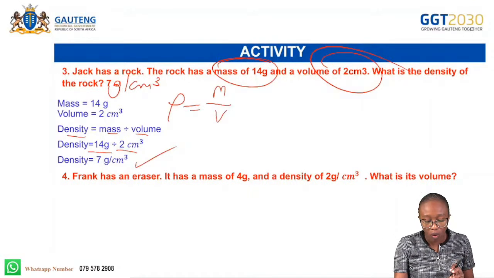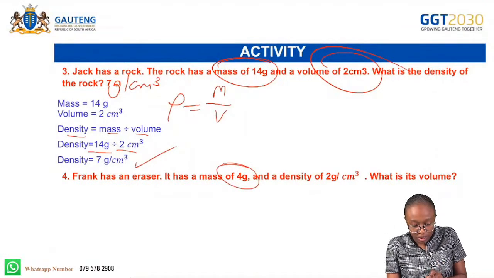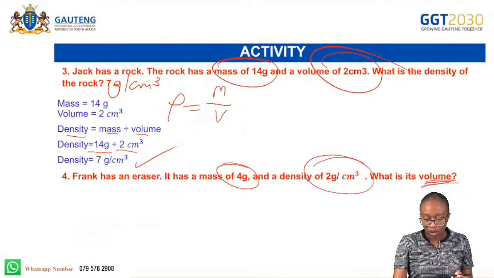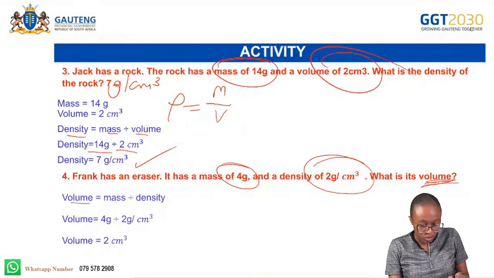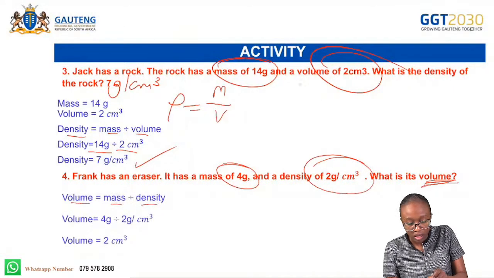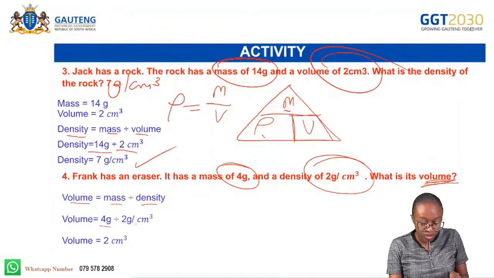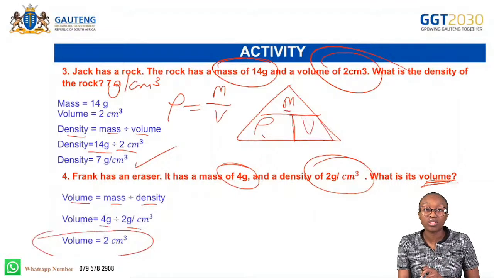Now, number 4, Frank has an eraser. The eraser has a mass of 4 grams, and the density of it is 2 grams per cubic centimeter. What is the eraser's volume? Remember, for volume, we say volume is equal to mass divided by density. If we go back to that triangle, density, mass, and volume, we want the volume. So to get the volume, we'll say the mass divided by density. So 4 grams divided by 2 grams per cubic centimeter gives us a volume of 2 cubic centimeters. Now take 2 minutes to copy down this correction.